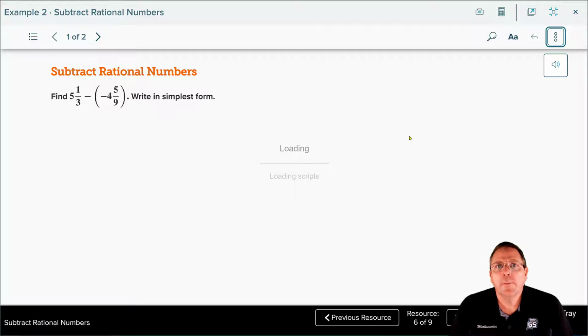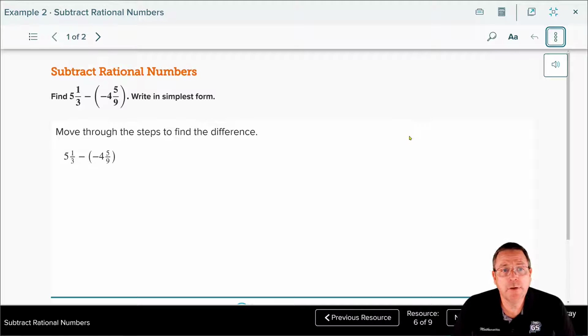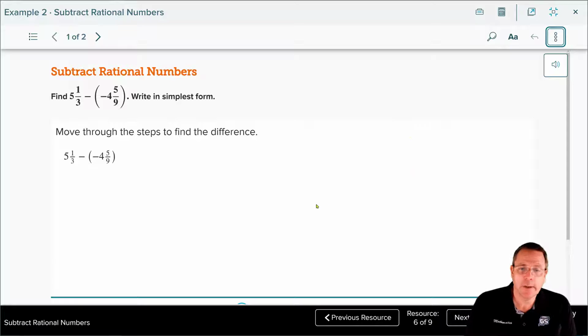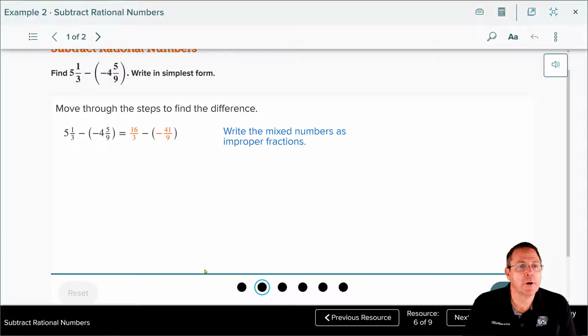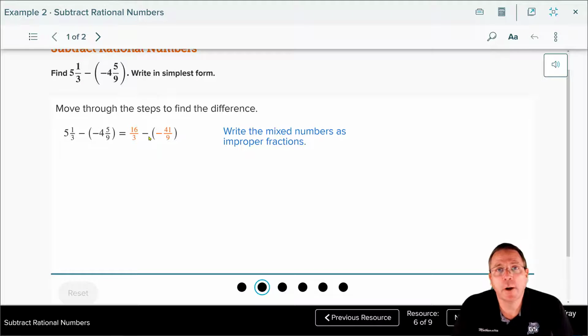But what if you had a problem involving mixed numbers like this one? Now you can work these like they did in their video if you're really careful, but you're very likely to make a mistake that way. Or you can work them using improper fractions, which is the way I would do it. Let's see what they chose to do for this one. They chose to do improper fractions.